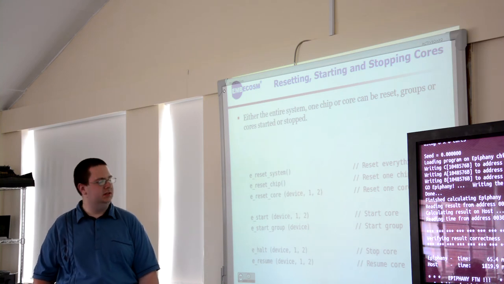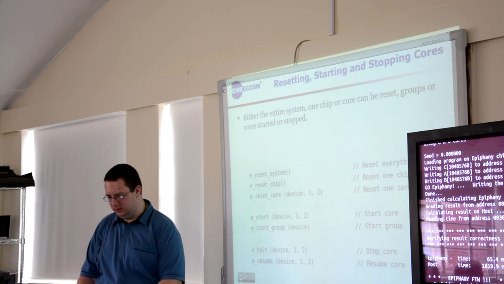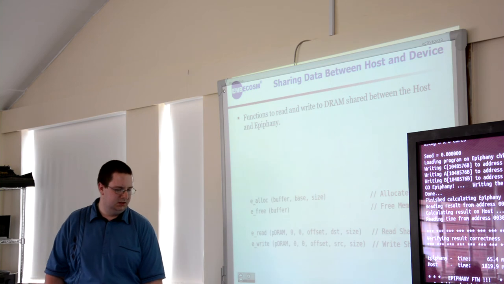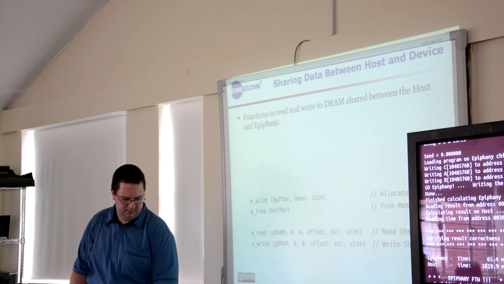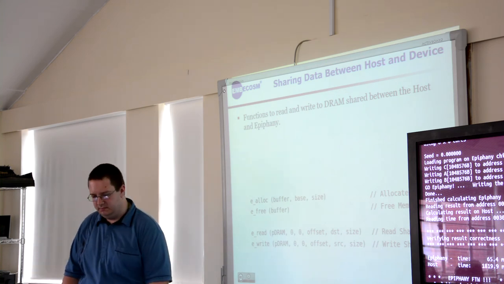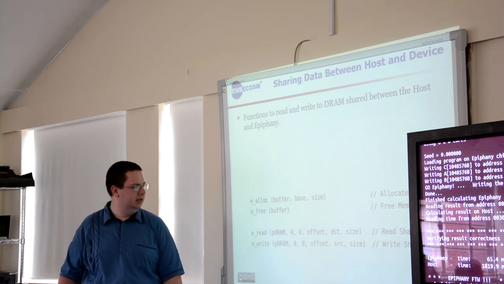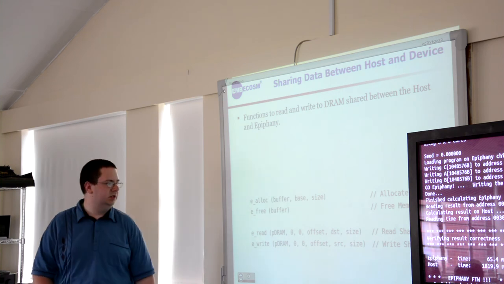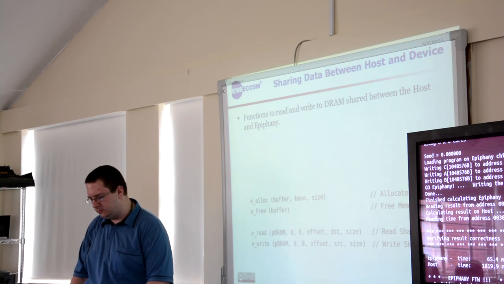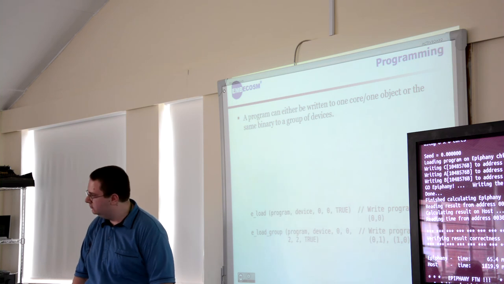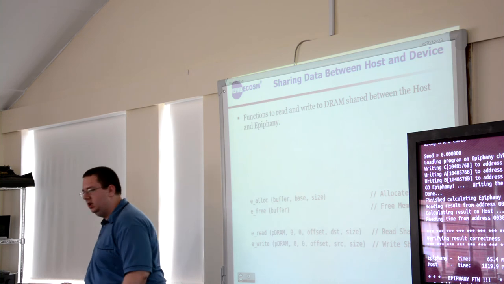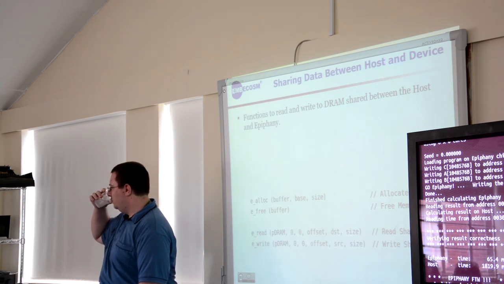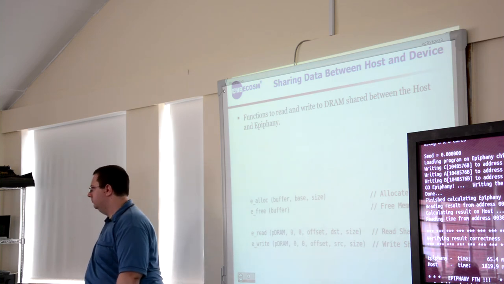Once you've written the program, you can either start particular cores or start an entire group. Because some of the DRAM on the ARM side of the system is shared between the Epiphany cores and the host, that's how these two communicate. There are equivalent versions of the read and write function to allow you to send data in and send data out. Sorry, when you allocate memory, is that from the ARM side there? These functions are all on the ARM side. I'm not entirely sure how that works. Because I think I'm right in saying the heap has some memory on the core memory as well, doesn't it, on the Epiphany side? I'm not sure.